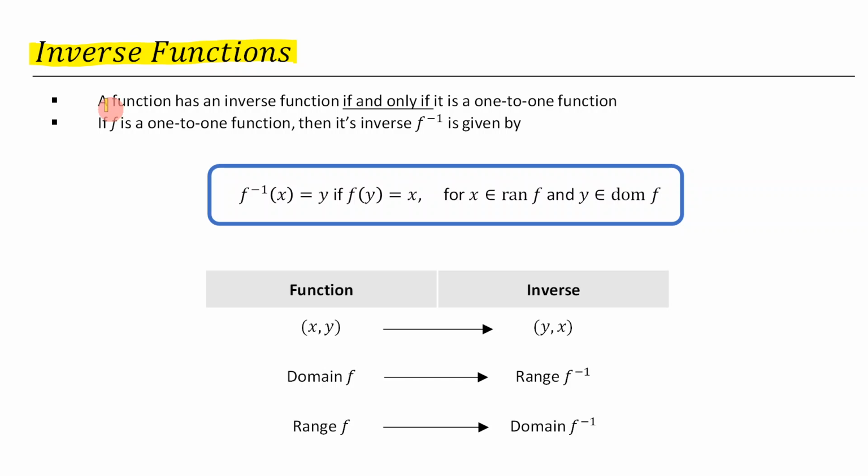Okay, let's begin. A function has an inverse function if and only if it is a one-to-one function. If f is a one-to-one function, then its inverse is given by f inverse of x is equal to y if f of y is equal to x, for x an element of the range of f and y an element of the domain of f.